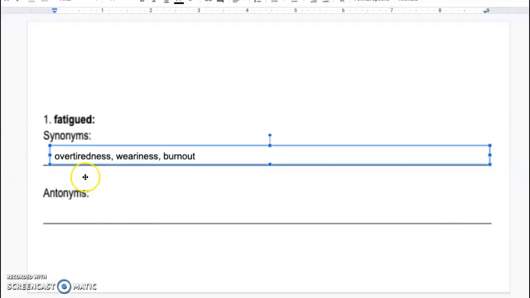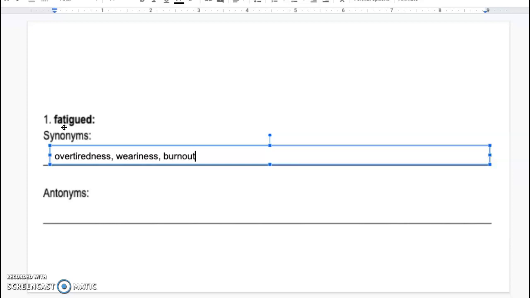Okay, here are the synonyms that I chose to write: overtiredness, weariness, burnout. Remember that a synonym means the same meaning. So what does fatigue mean? Fatigue means being tired. If I've worked really hard in my garden all day and I'm tired, I could say I am fatigued from working in my garden.